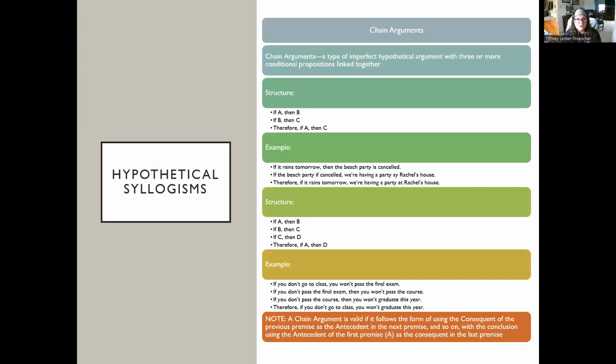So when we have a chain argument, it is three or more conditional propositions linked together. So if A, then B. If B, then C. Therefore, if A, then C. If it rains tomorrow, A, then the beach party is canceled, B. If the beach party is canceled, B, we're having a party at Rachel's house, C. Therefore, if it rains tomorrow, A, we're having a party at Rachel's house.